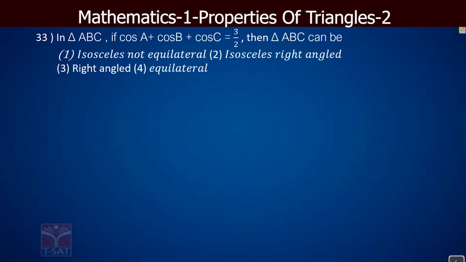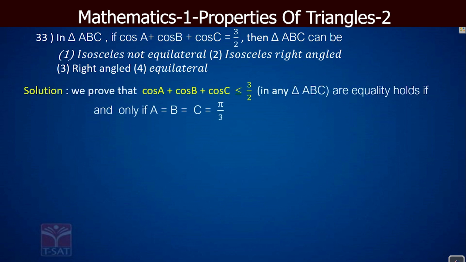in the solution I have not used properties of triangles, because if you use properties of triangles, the procedure will be laborious for this problem. But what I used is simply the maximum value of cos A plus cos B plus cos C, trigonometric inequalities. So we prove that cos A plus cos B plus cos C is always less than or equal to 3 by 2, and equality occurs if and only if the triangle is equilateral.